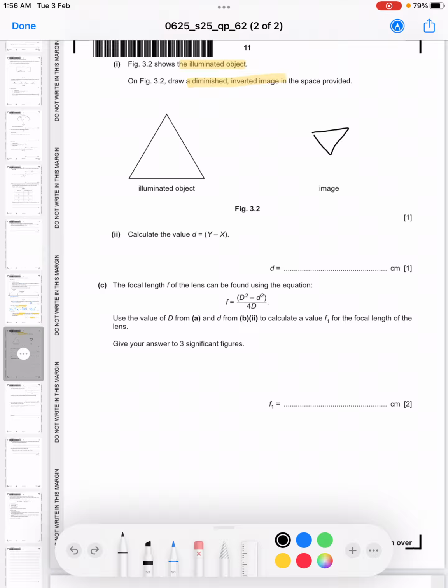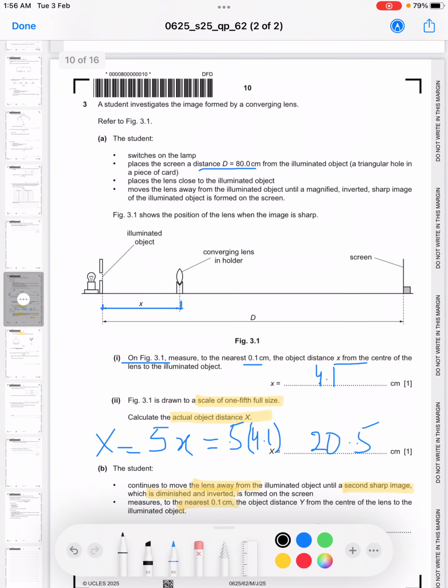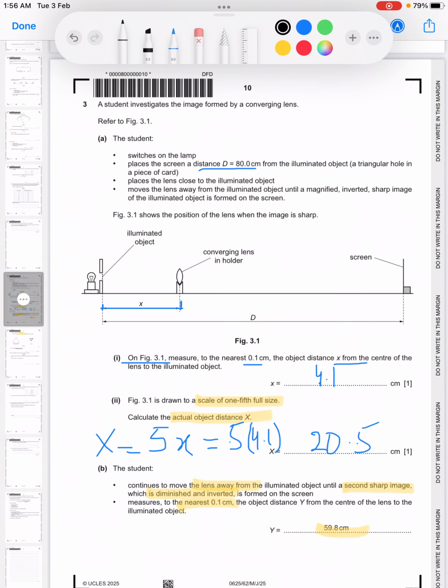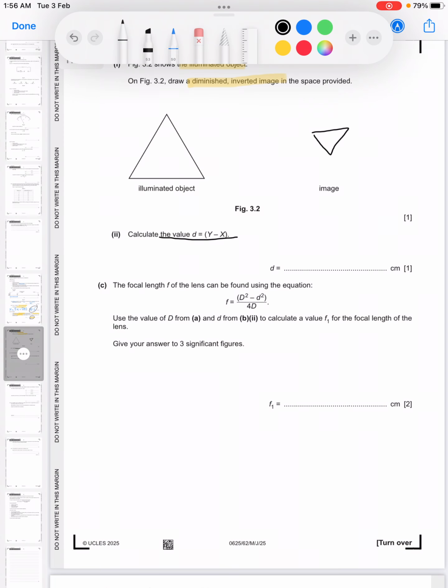Now come to calculating the value d, that is equal to y minus x. So students, just substitute the values. We know that the y value is 59.8 and the x value is 20.5. Just substitute it. 59.8 minus 20.5 will give you the answer 39.3, right?